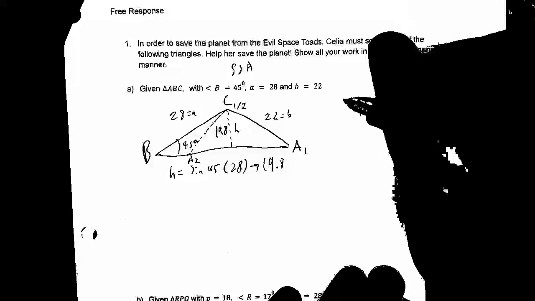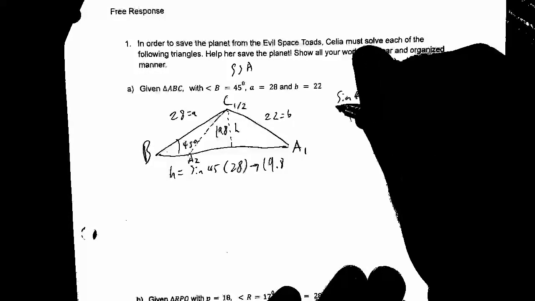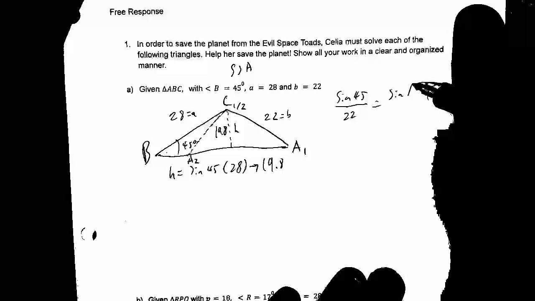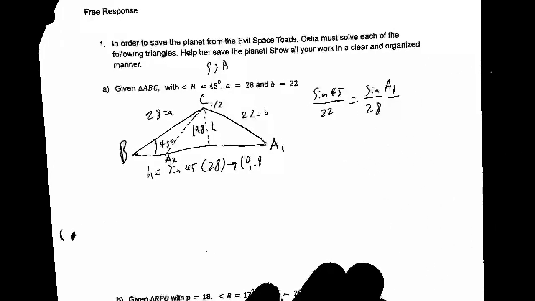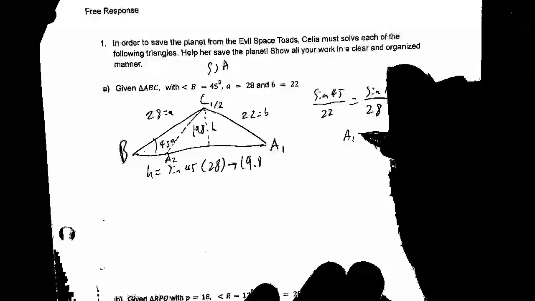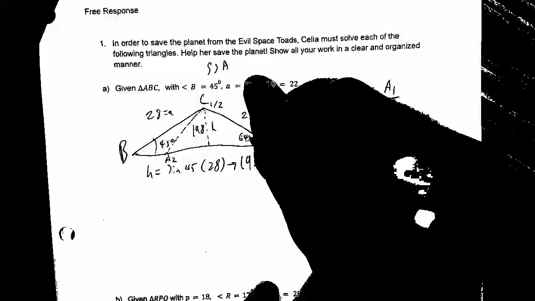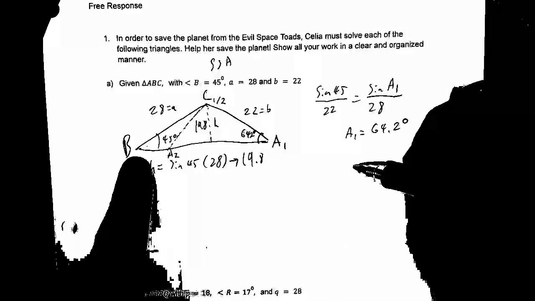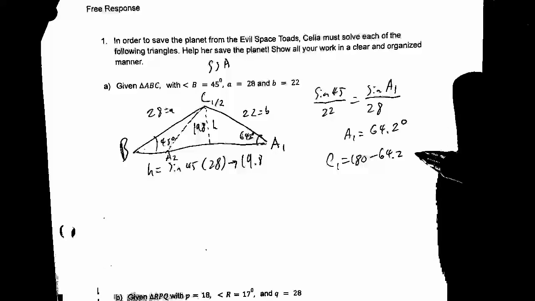So let's start with finding A1. We're going to do law of sines. So we're going to say sine 45 over 22 equals sine A1 over 28. So when we solve that, we'll get 28 times sine 45 divided by 22. And then we'll inverse sine that. And we get A1 equals 64.2 degrees. So that means that this value right here is 64.2 degrees. That means that if this is B, then C1 equals 180 minus 64.2 minus 45.